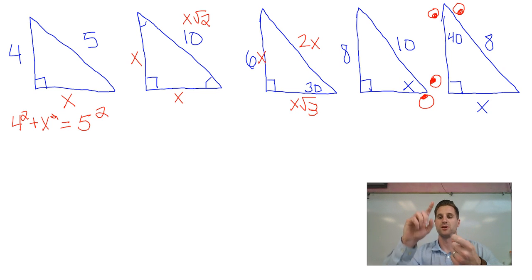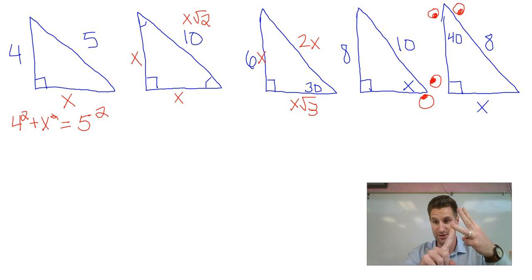We can use Pythagorean theorem. We can use special right triangles, 45, 45, 90, 30, 60, 90, and then we can use SOHCAHTOA. Okay, so here, let's get to it.